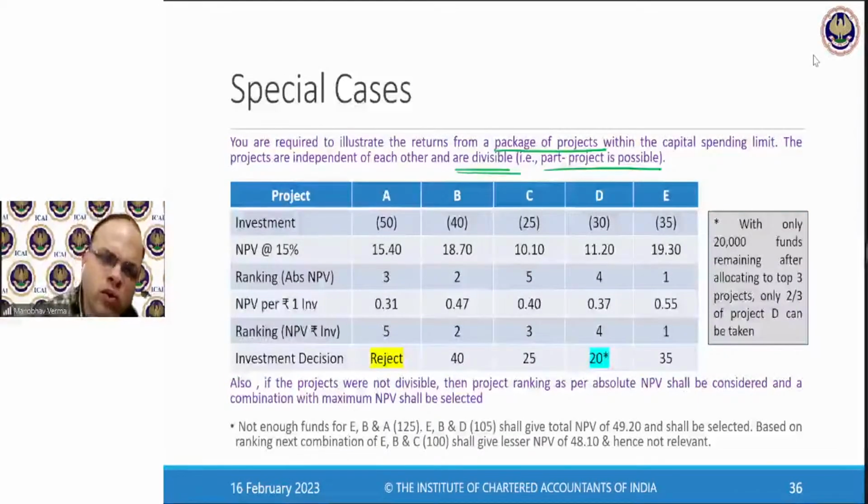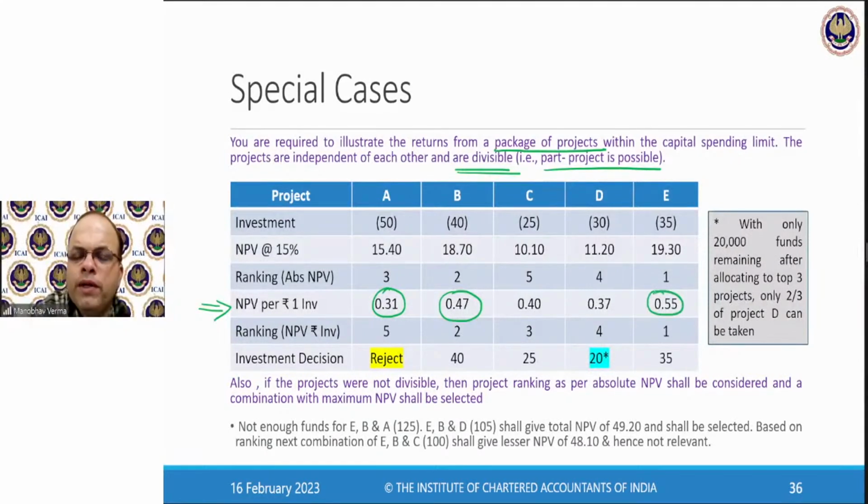So, part project is possible. We are given investment. We are also given NPV for every project. Now, if the project is divisible, I would go to ranking the projects based on NPV per 1 rupee of capital invested. So what is NPV per 1 rupee invested for project A? 15.4 divided by 50, 0.31. For B, it's 0.47, and so on. But project E is giving the maximum return per rupee of capital invested. Accordingly, we can rank these projects. So project E is number 1, B is number 2, and C is number 3.